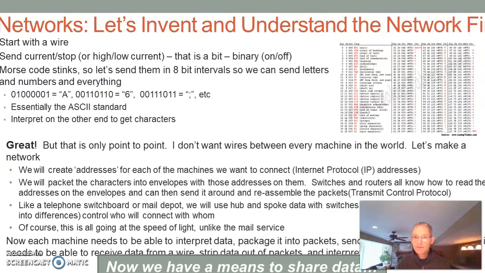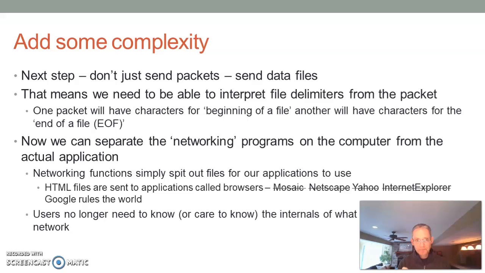Now you're getting into transmission control protocol, TCP. So TCP/IP is the underlying network protocol that we have. So like a telephone switchboard or mail depot, you're going to use hub and spoke switches located everywhere to sort of route all these messages that are going everywhere. Now each machine needs to be able to interpret the data and the packets that are coming through. It needs to be able to strip out packets and interpret them individually.